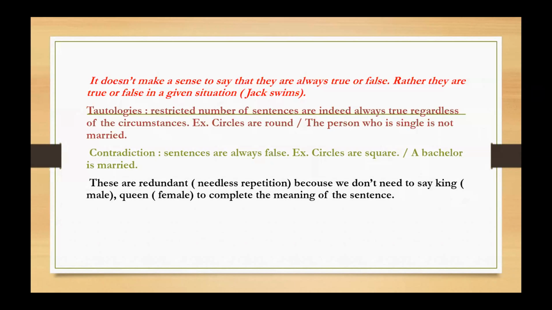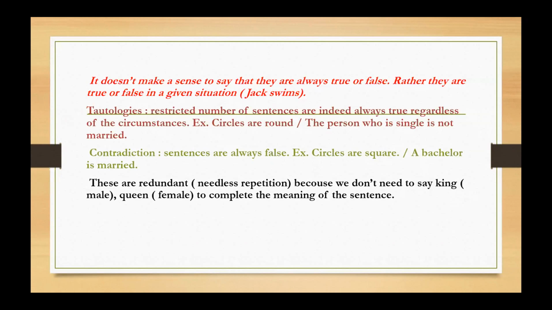But tautologies are sentences that are always true, regardless of the circumstances or the context. So when we say circles are round, this sentence is always true. The person who is single is not married is always true.